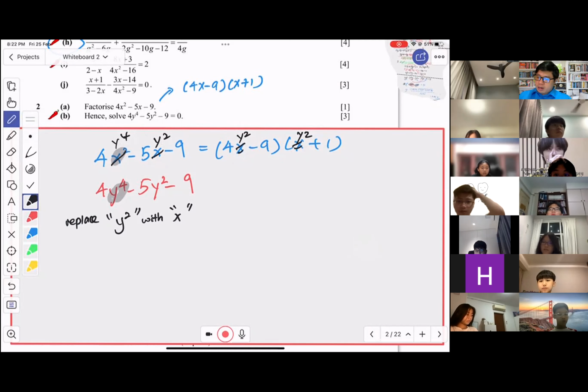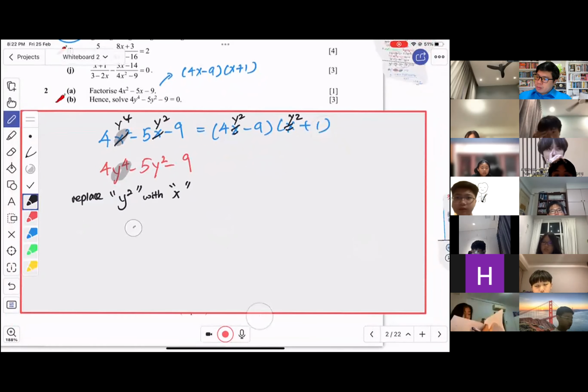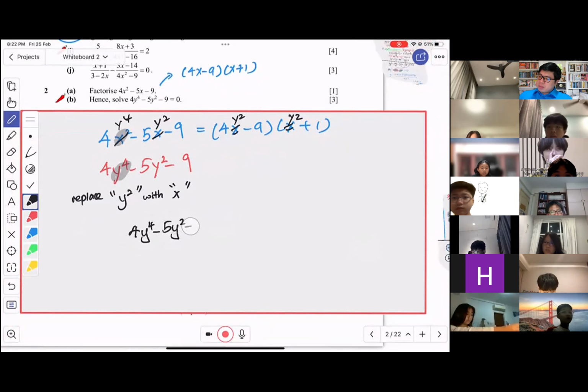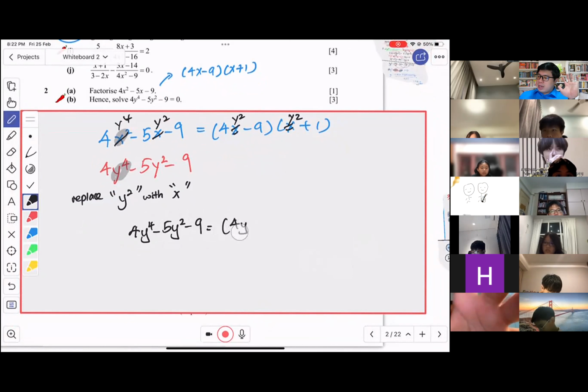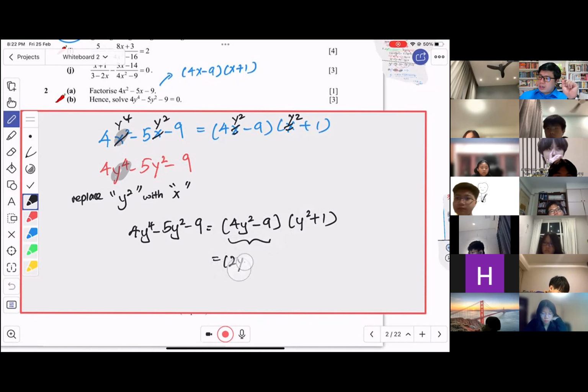So from here, what I can also say is 4 of y power 4 minus 5y squared minus 9. Before I solve this, I can say from part A that it is 4y squared minus 9, y squared plus 1. This itself is factorizable. You see a squared minus b squared, right? It is 2y minus 3, 2y plus 3. The one on the right hand side, y squared plus 1.